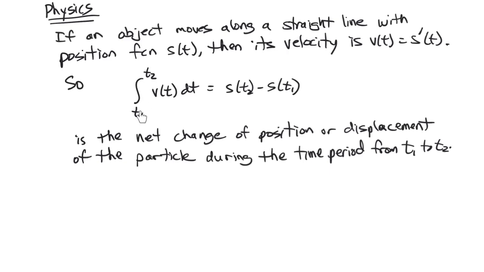So if we were to integrate velocity, and remember what the net change theorem says, we're integrating a derivative. This is a derivative. So the net change is just going to be the change in position, right? Because the antiderivative of velocity would be position, and then we'd evaluate it at time 2, and then subtract what we get when we evaluate it at time 1. So this difference, s of t2 minus s of t1, is the net change of position, or displacement. And the reason I say this is a derivative is that it's just s prime of t.